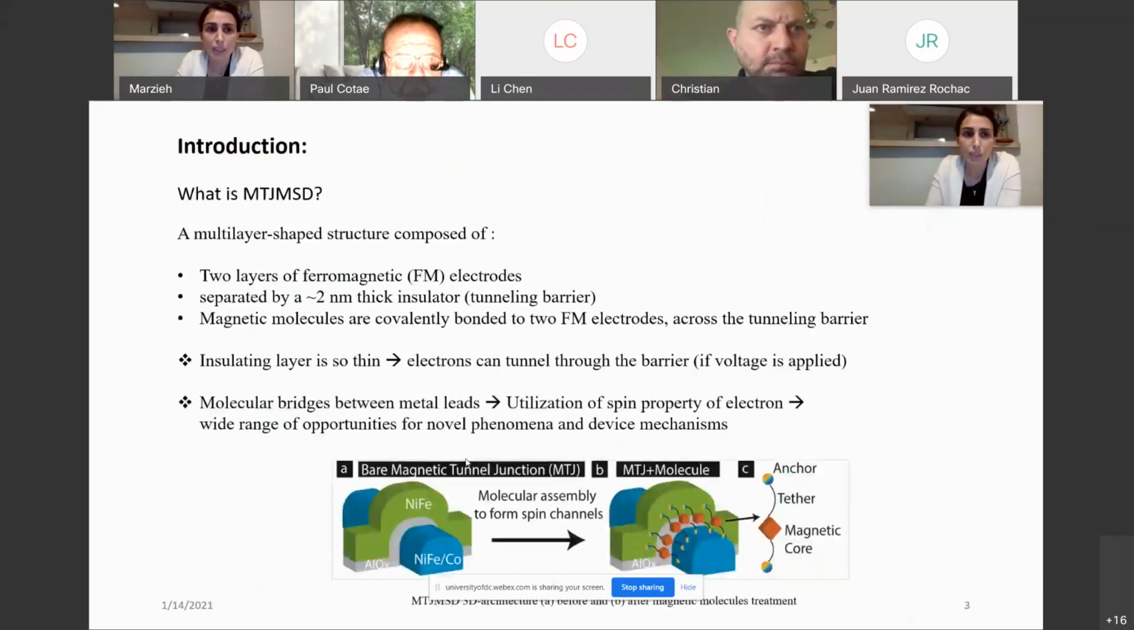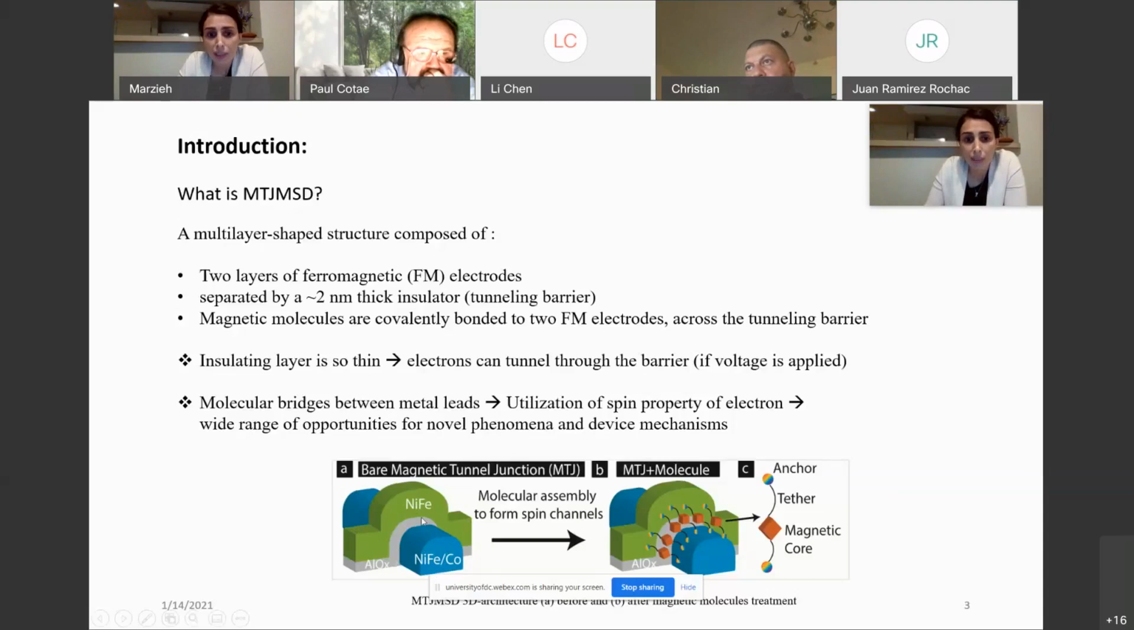So let's see what a MTJMSD actually is. Magnetic tunnel junction molecular spintronic devices are multi-layer structures which are composed of two layers of ferromagnets, as we see here in panel A of the figure. There are two ferromagnetic materials, here in this example made of nickel iron cobalt and nickel iron, on top of each other. And there is also a nanoscale thin layer of insulator, aluminum oxide, between these two layers.